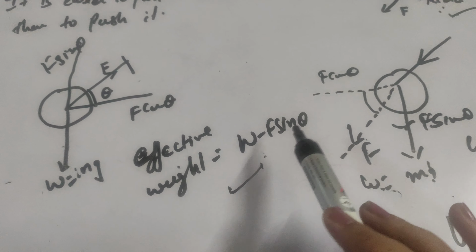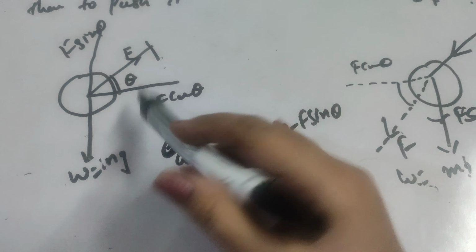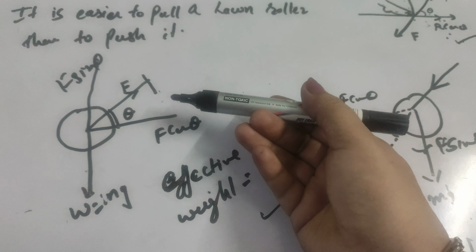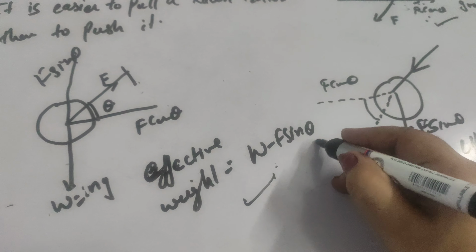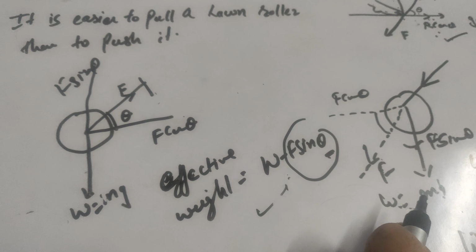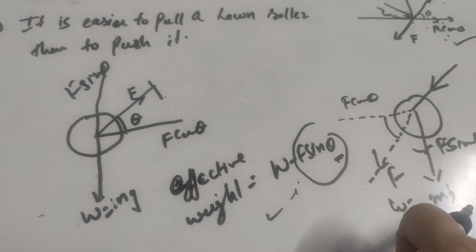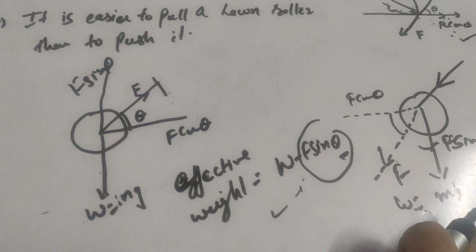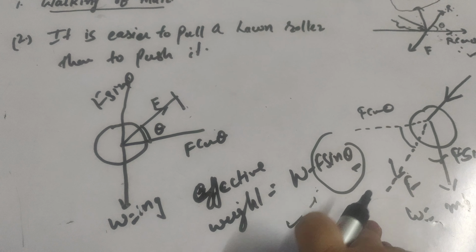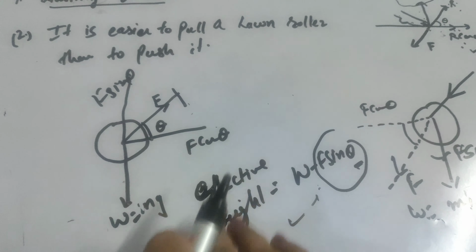But in both cases, if angle theta is 0, means if we are pushing or pulling, in this case the pushing or pulling will be ineffective, because in that case theta is equal to 0. So effective weight is equal to actual weight of the body. So either we pull or we push, it will be of no use, right? So this is the case when we pull the lawn roller. In that case, it should be at some angle theta.